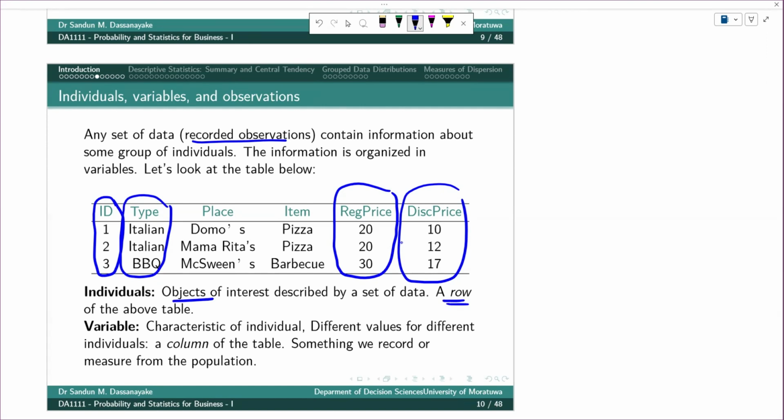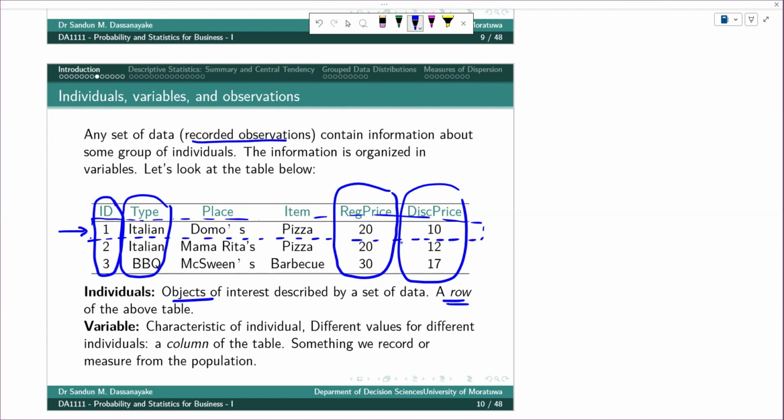So if you take a look at one row like this, it contains an instance and extract of the available data set. Looking at this particular row, it talks about ID 1, which is an Italian type place, an item of pizza, and you have regular price and discounted price, and so forth. You can look at the missing values, you can look at the changes in values, and also the example as a row.